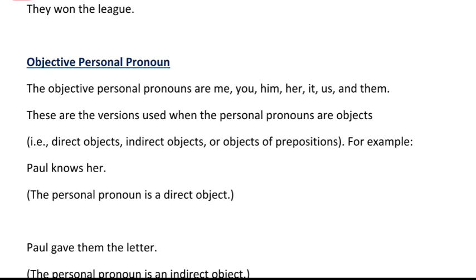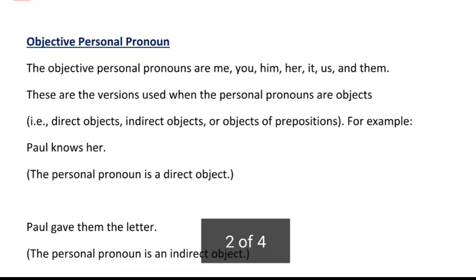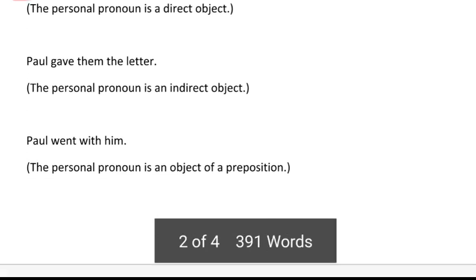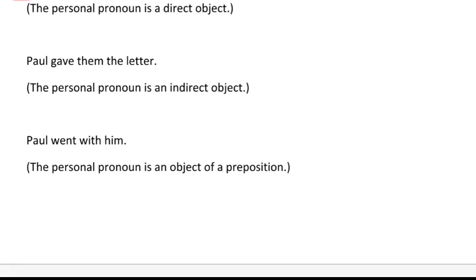Paul knows her. In this sentence, the personal pronoun her is a direct object. The next example, Paul gave them the letter. Here, the personal pronoun them is an indirect object. And Paul went with him. Here, the personal pronoun him is an object of a preposition, with.